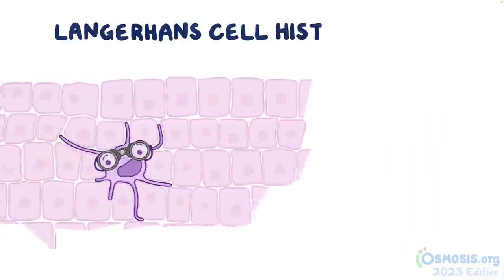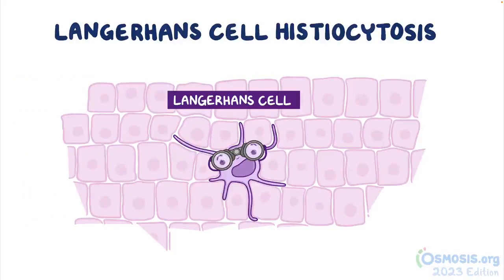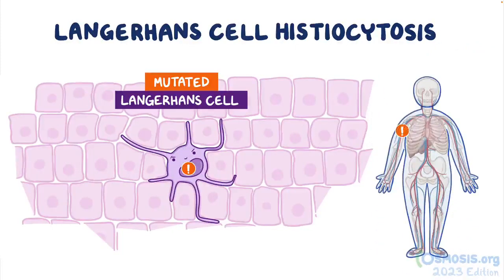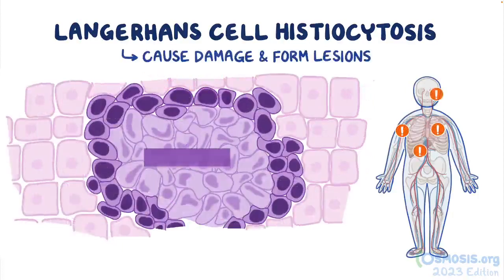Langerhans cell histiocytosis is a proliferative disorder affecting Langerhans cells, which are immune cells continually patrolling for invading microbes as part of the body's immune system. With Langerhans cell histiocytosis, mutated cells infiltrate different body systems where they can cause damage and form lesions called granulomas.